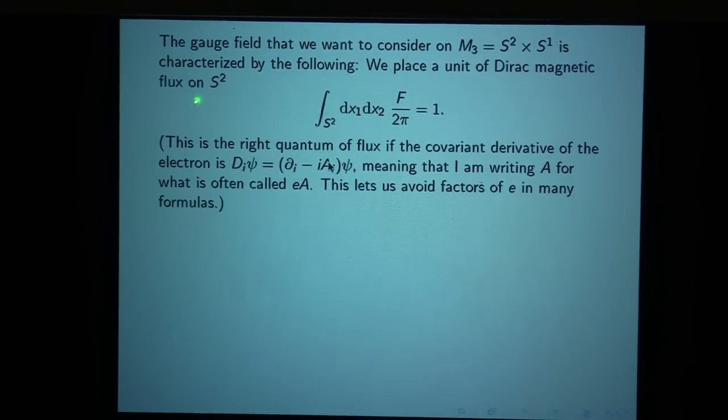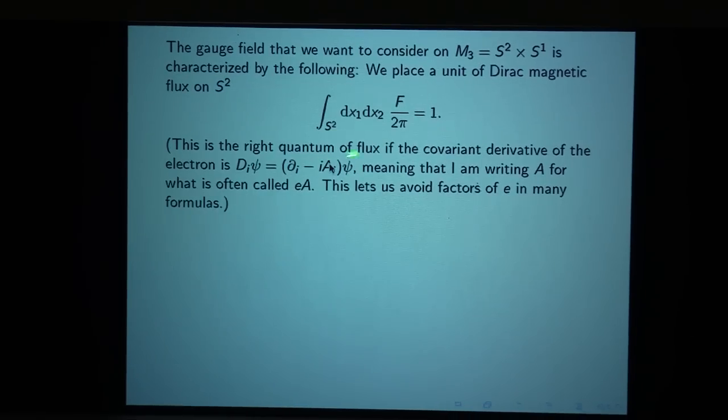We place a unit of Dirac magnetic flux on this two-sphere. So on the two-sphere, we'll have this condition. I should say that I'm normalizing the vector potential in a way that might be unfamiliar. So my covariant derivative is d minus iA, without the e. So I'm writing A for what's more often called e times A. So that will avoid factors of e in many formulas, but some will look funny if you're not familiar with this.